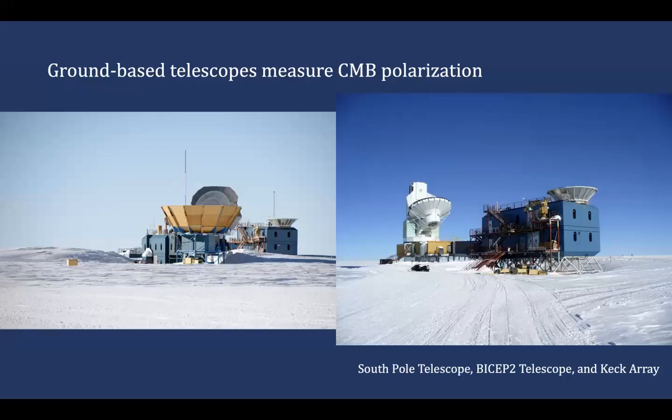We can also do science using the polarization of the CMB light. So light has a polarization, which just means that polarization refers to the alignment of the waves. And there are a lot of experiments currently undertaken that are aiming to measure this polarization. Examples of this are the South Pole Telescope, the BICEP2 telescope, and the Keck Array that are all located near the South Pole in Antarctica. And this is a great place for them because the air is extremely dry and the atmosphere is thin, and this enables us to do this kind of science.